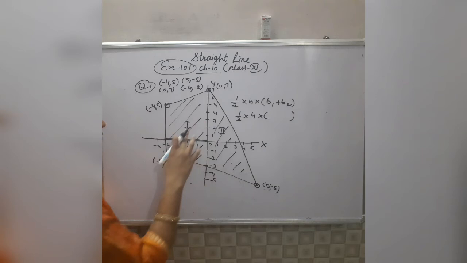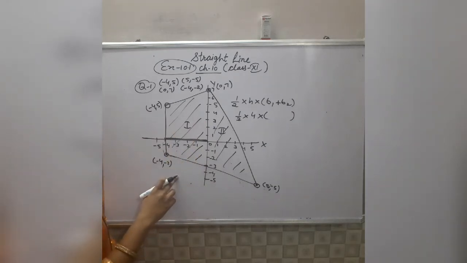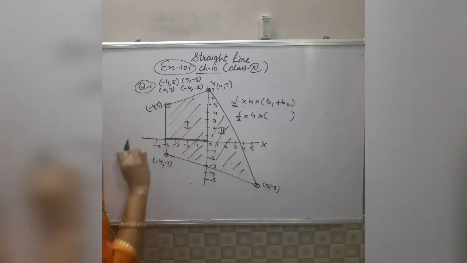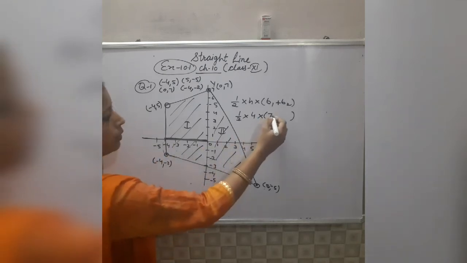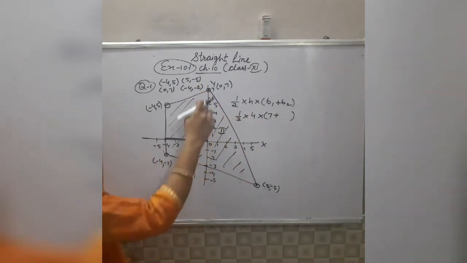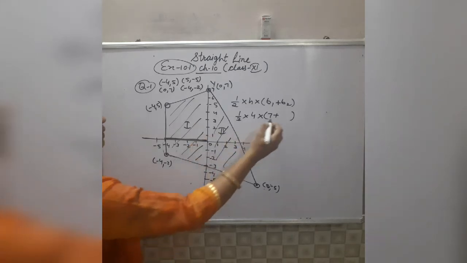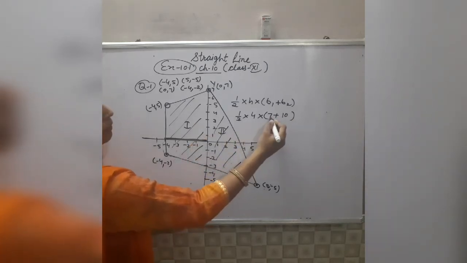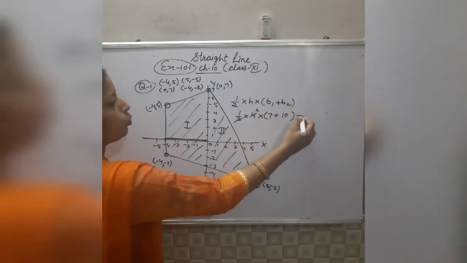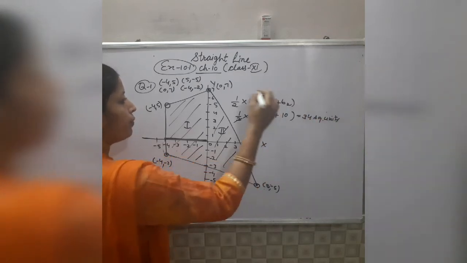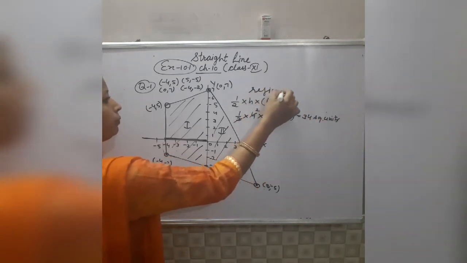Now the sum of its parallel sides, the length of its parallel sides. So what is the length of this line? This is 5 plus 2, 7, plus this other parallel side, this is 7 units, plus 3 units, 10 units, and 10 plus 7, 17. 17 into 2, it becomes 34 square units. This is the area of region 1.